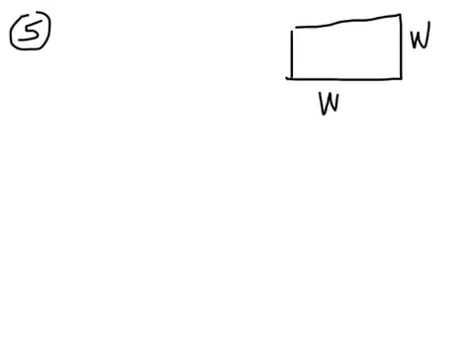Number 5 says a rectangle is 4 centimeters longer than it is wide. So if I call this W, how long is it? It is W plus 4. It's 4 more long than it is wide. So the length is W plus 4. And it tells us the area is 117 centimeters squared.